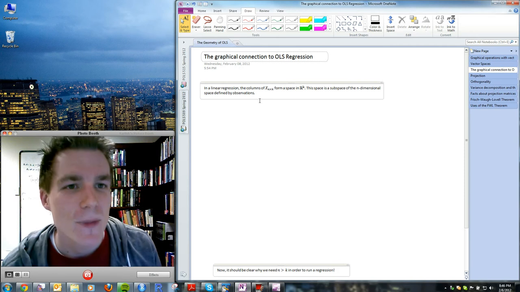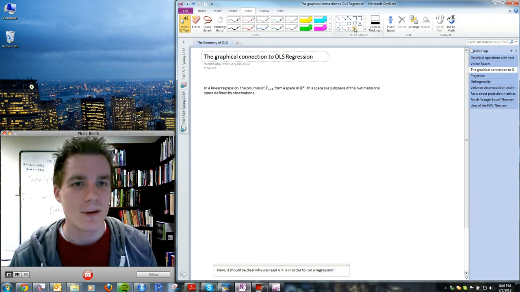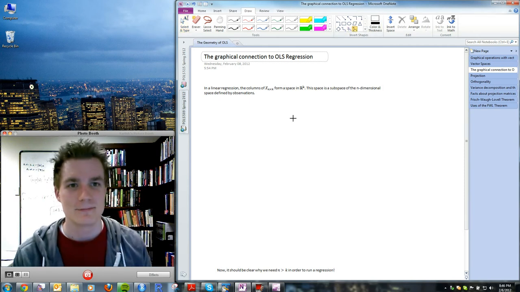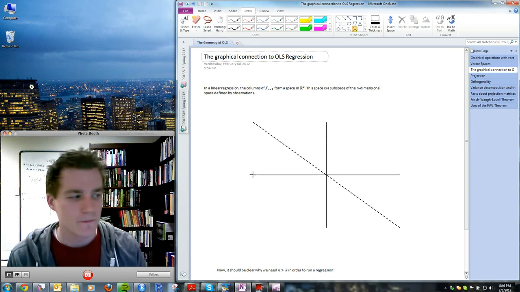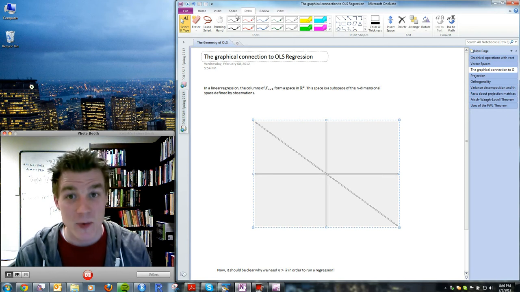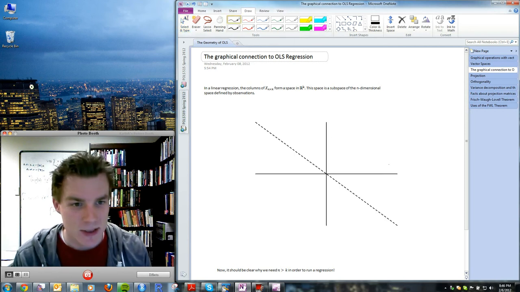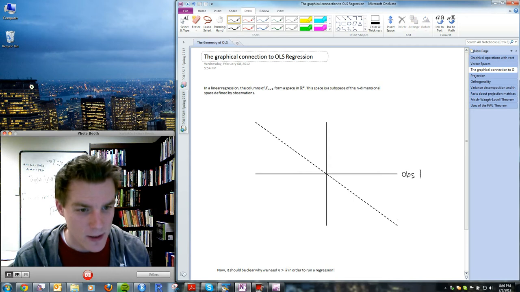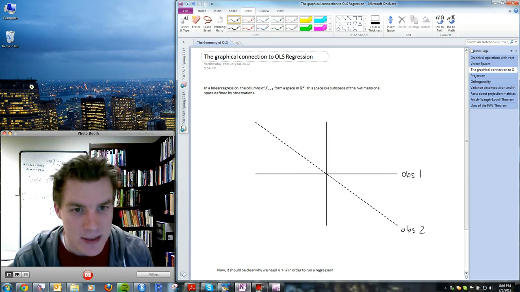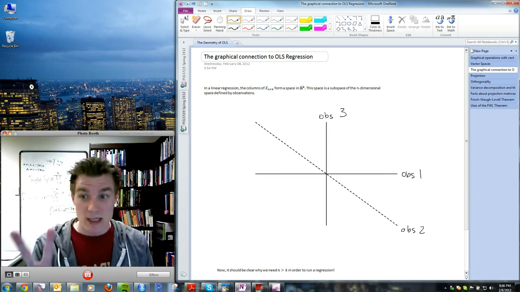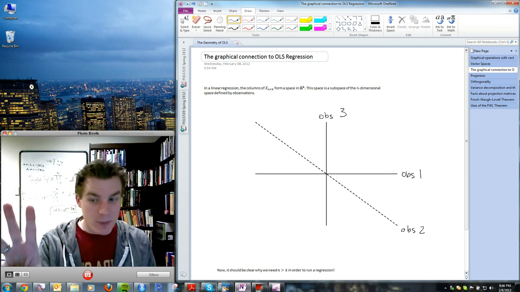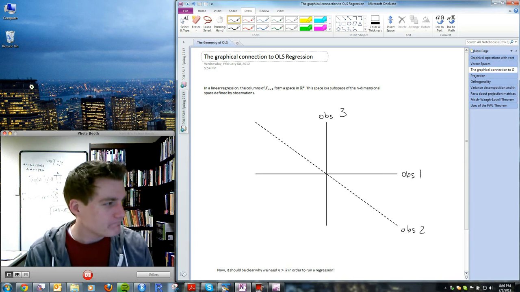Okay, here we go. So I'm going to start with a real basic space. There we go. Okay, this is a 3 observation space. So this is like observation 1, and this is like observation 2, and this is like observation 3. So I've got 3 observations, okay? Now suppose I have 2 independent variables that I'm measuring. So I've got 3 data points and 2 variables, okay?